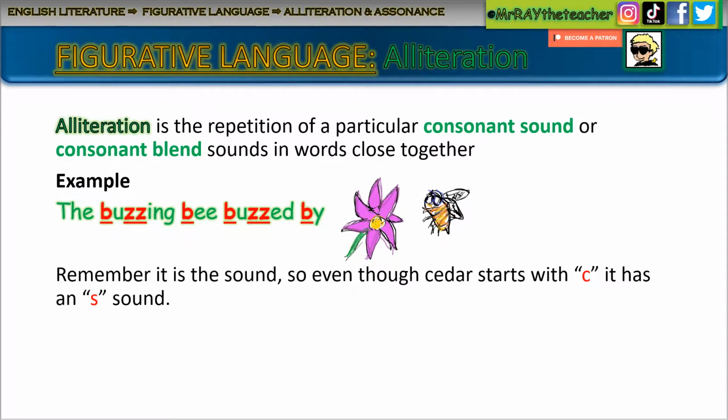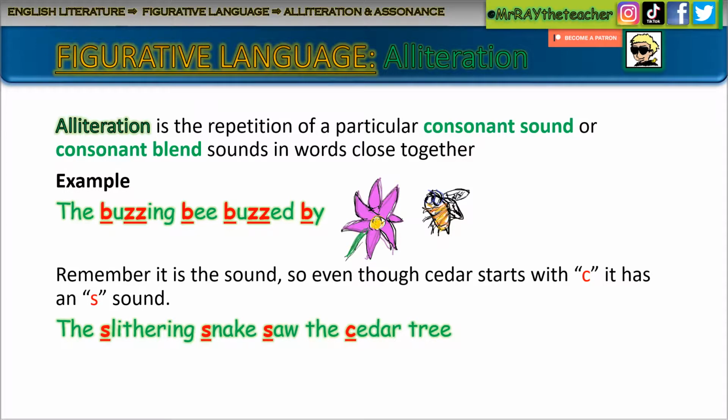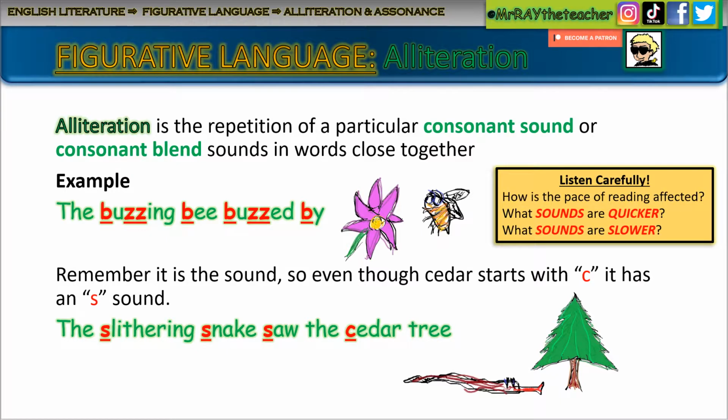So even though the word cedar starts with the letter C, it produces an S sound, so this is perfectly okay. The slithering snake saw the cedar tree. There's my cedar tree I drew. Oh, avoiding copyright. And there's my snake. Don't judge me, I'm Picasso for paint. So listen carefully. How is the pace of reading affected? What sounds are quicker, what are slower?